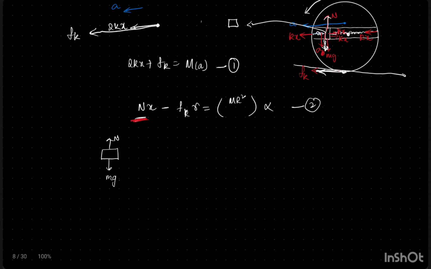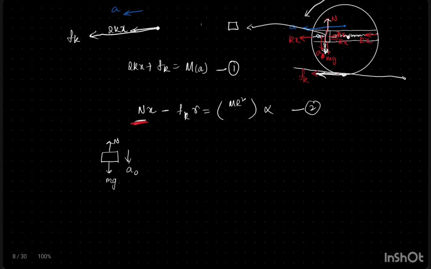Usually I get confused in these things, because I don't care about them as much as I'm solving right now. I just care about thinking, and in that thinking I make mistakes, taking capital M as small m and all these things. So also there will be some acceleration a naught.